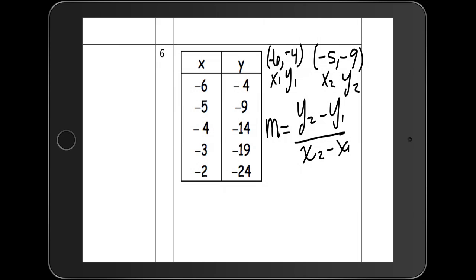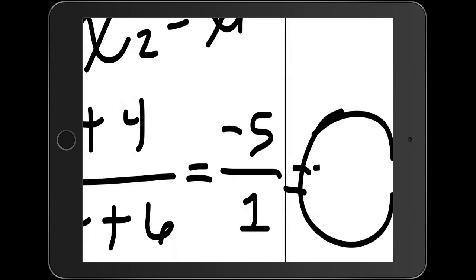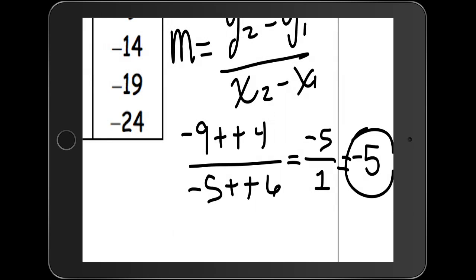And then I plug in negative 9 minus a negative 4, divided by negative 5 minus a negative 6. Keep flip change. So I have 9 negatives and 4 positives, which means in the end I have 5 negatives. Keep flip change. I have 5 negatives and 6 positives, so in the end I have 1 positive, which means my slope is actually negative 5. That's an ugly 5. Let's fix that. Negative 5. Oh, that's a beautiful 5.